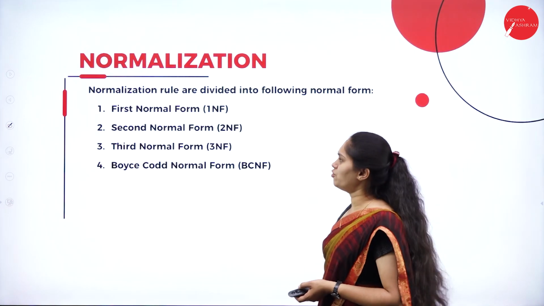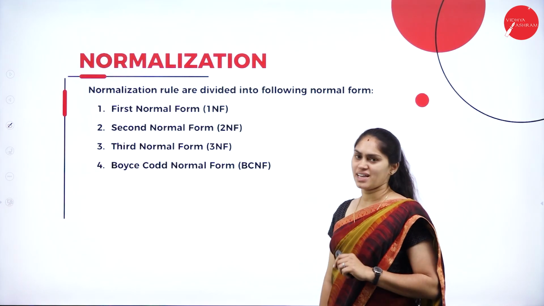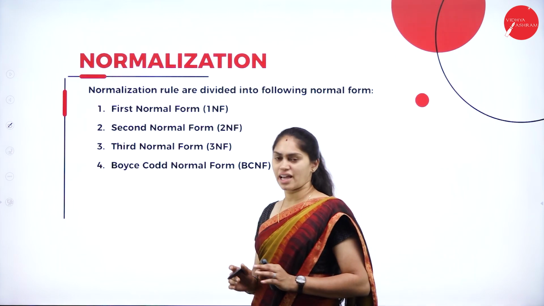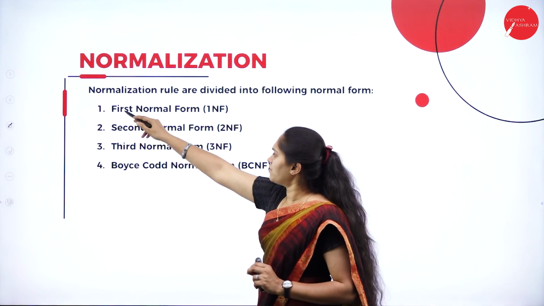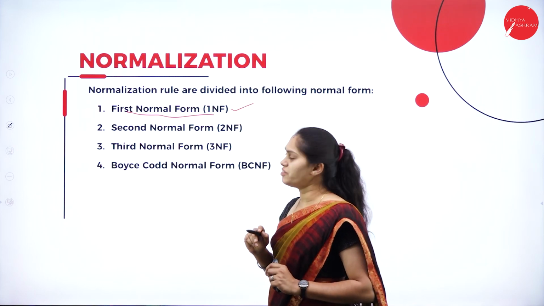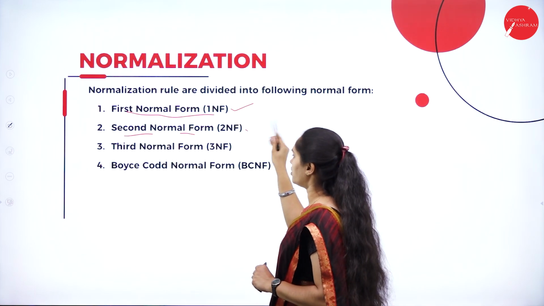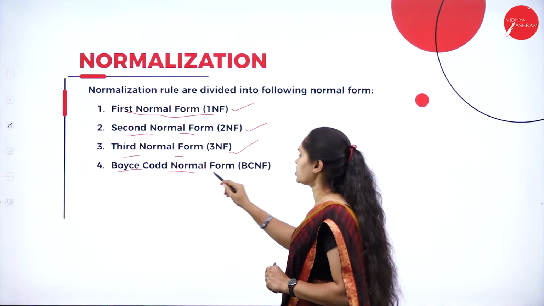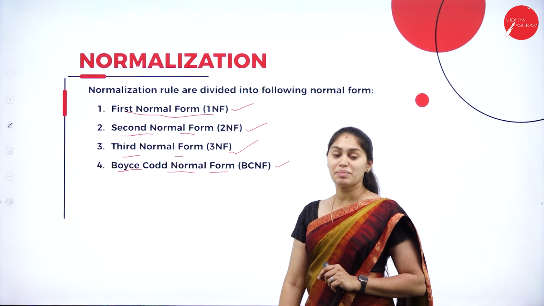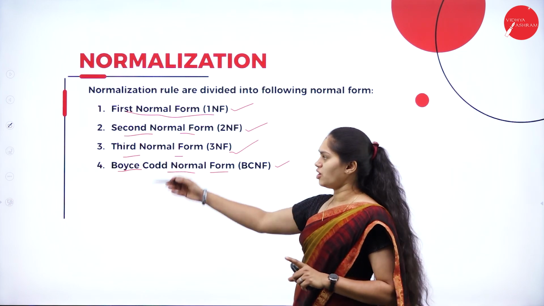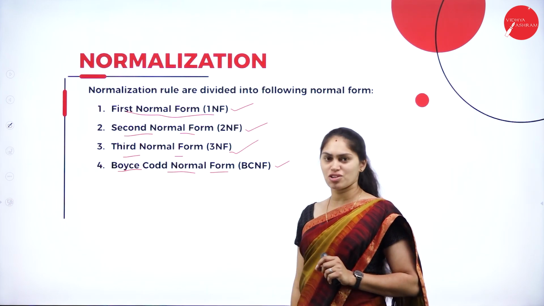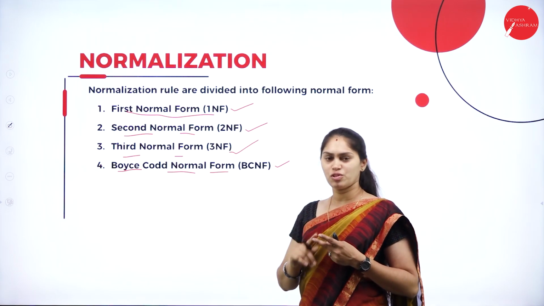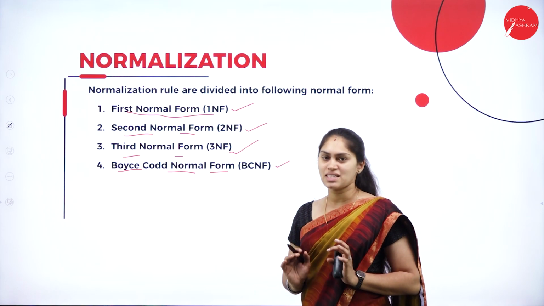Then what are the different forms or types of normalization we have here? It is divided into some types. First, we have the first normal form, or 1NF in short. We have the second normal form, or 2NF, third normal form, 3NF, and also the Boyce-Codd normal form, that is BCNF in short. We also have certain other normalization forms here. As per your syllabus, you need to understand 1NF, 2NF, 3NF as well as BCNF.